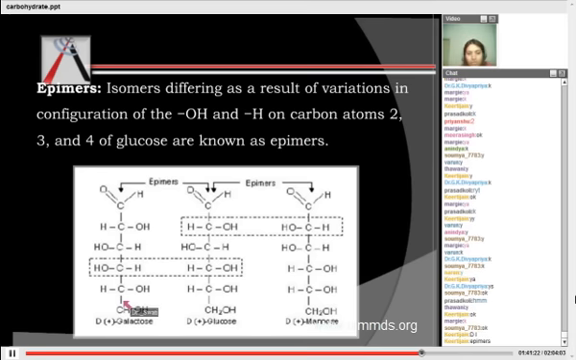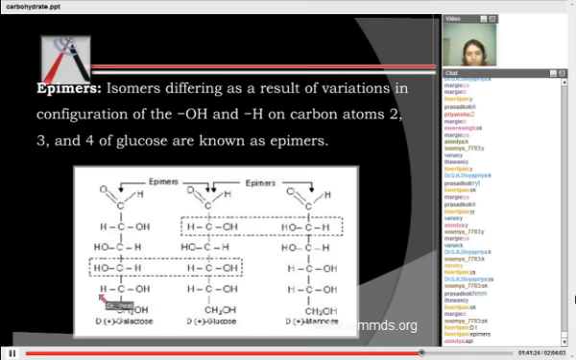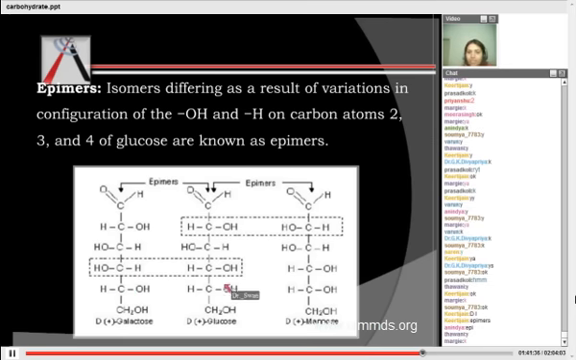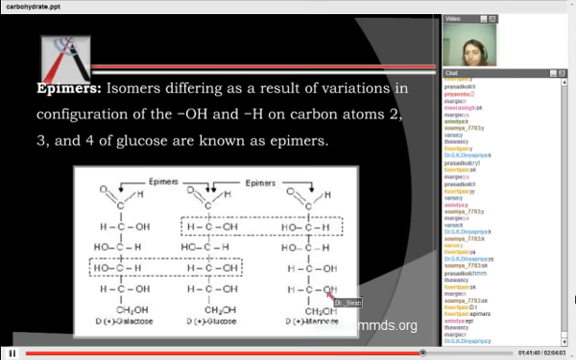Now for example, if you notice these three things, here this is our fifth carbon. In the fifth carbon we have OH on the right side. In all three we have OH on the right side. All three are D forms.